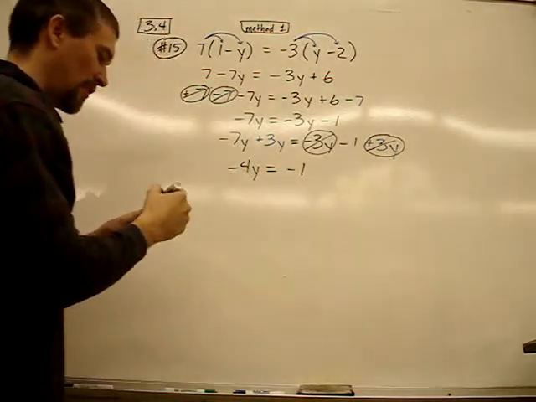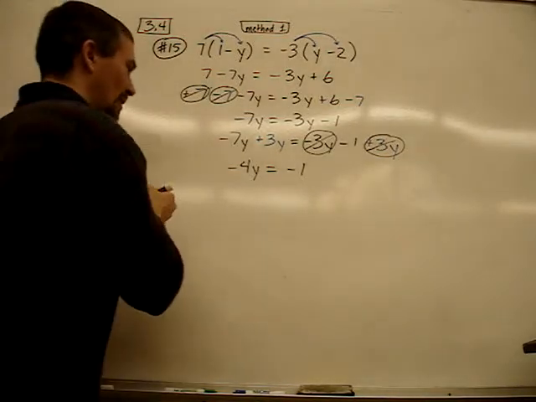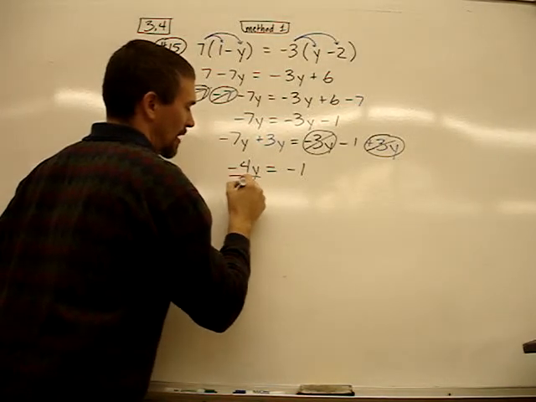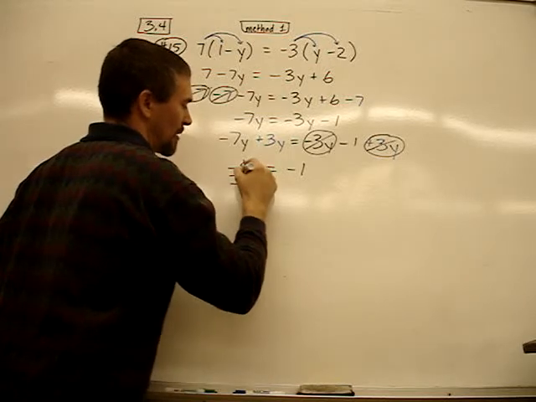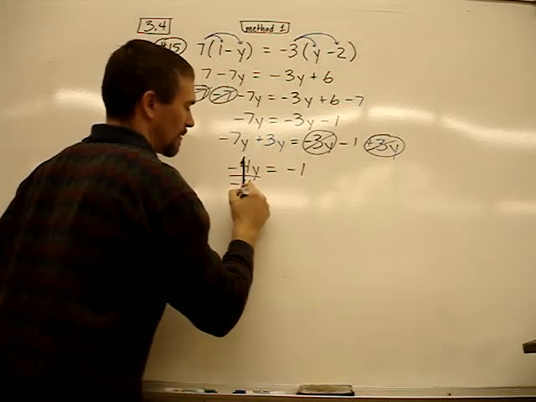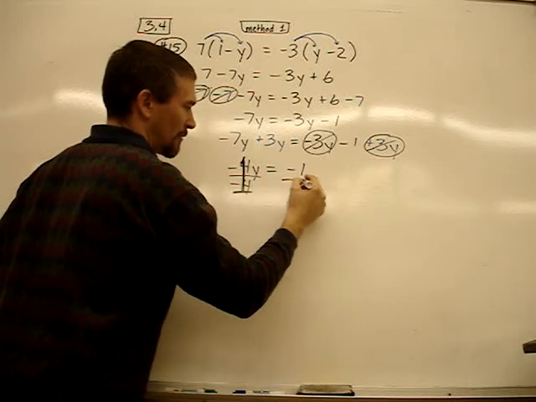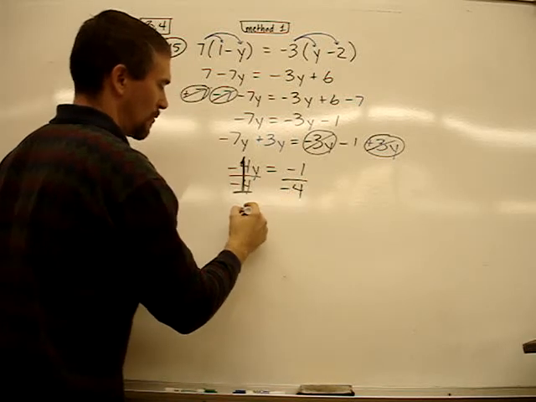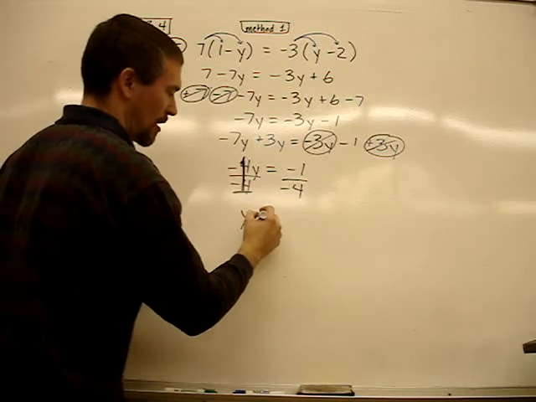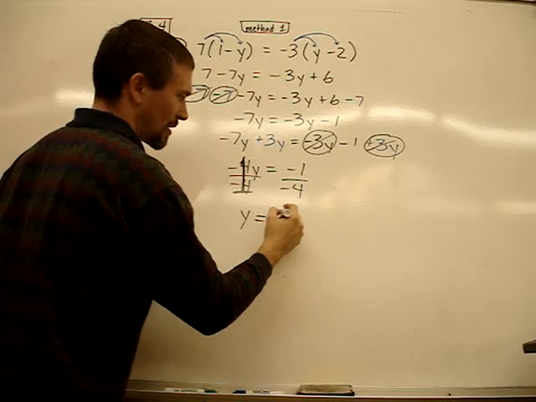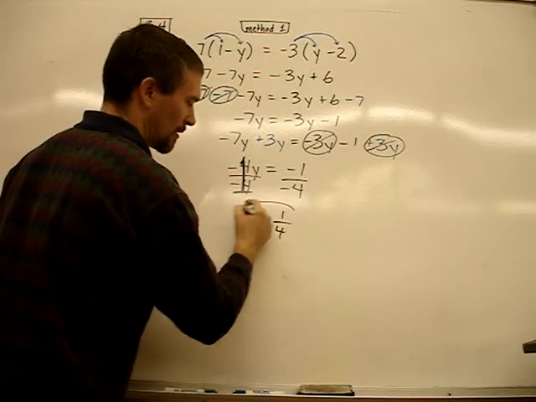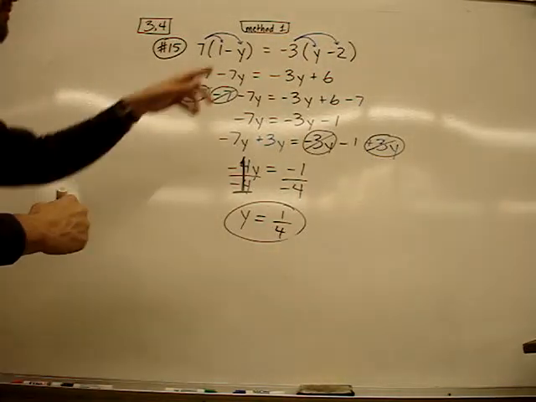Now to get rid of the negative 4 times y, divide by negative 4. And whatever we do over here, we have to do over there. So y, 1 times y is just y. Negative and a negative makes a positive, so it's just 1/4. That would be our answer using method 1.